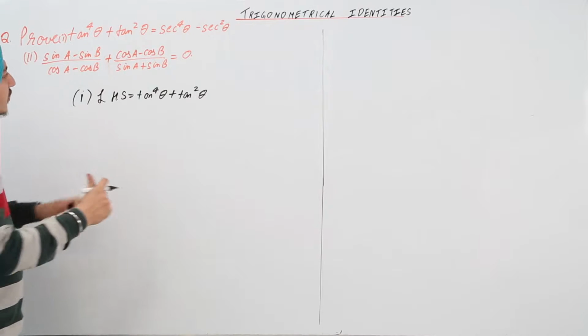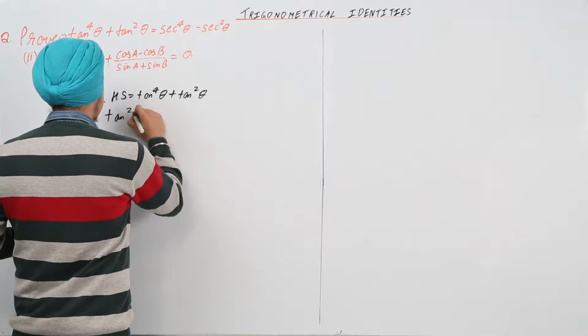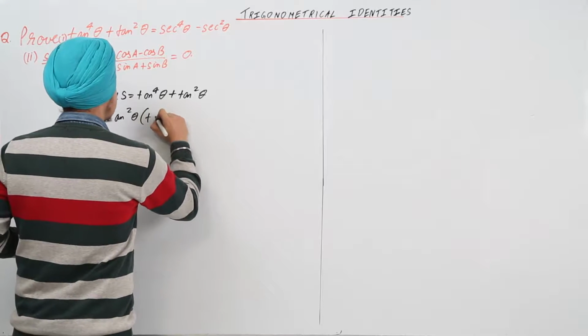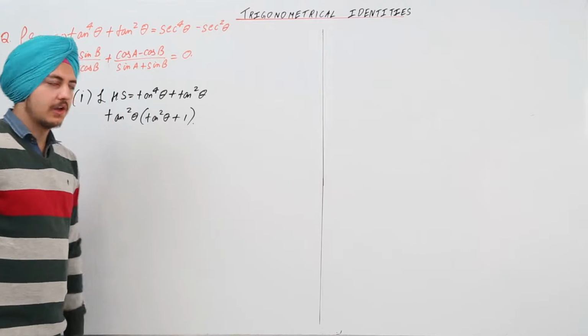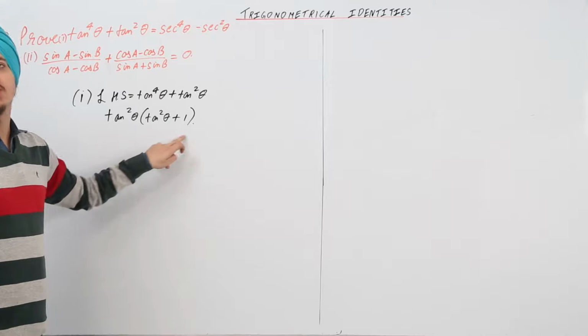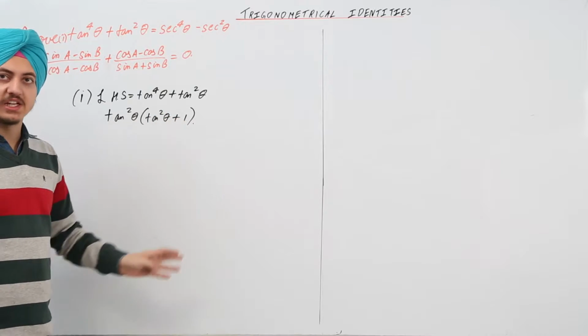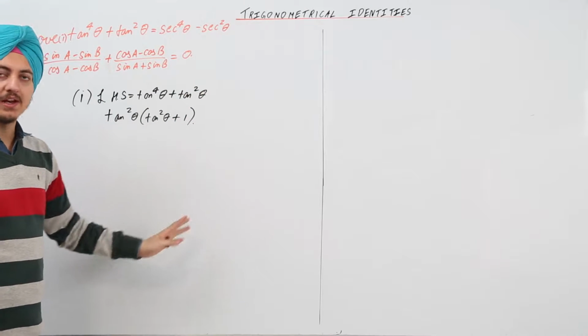Am I right? So first of all, one step is very clear, that we will first of all take tan square theta common. So this will be tan square theta plus 1. Now why did I do this? Because I knew that the bracket here will be tan square theta plus 1, which is equal to secant square theta. So we will now get into secant square theta with our equation.